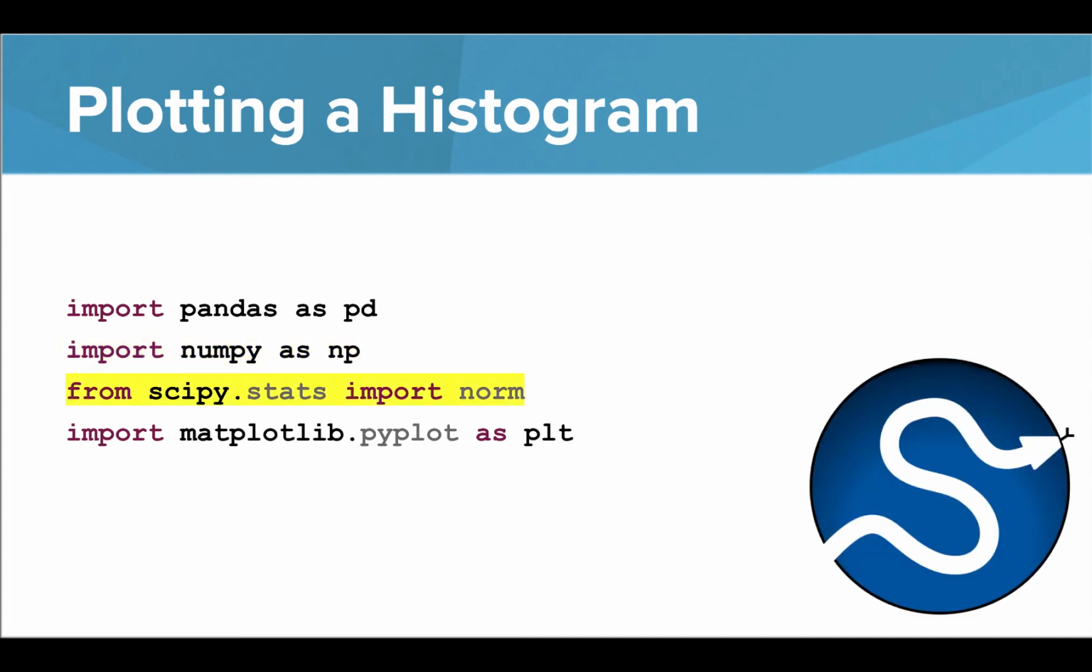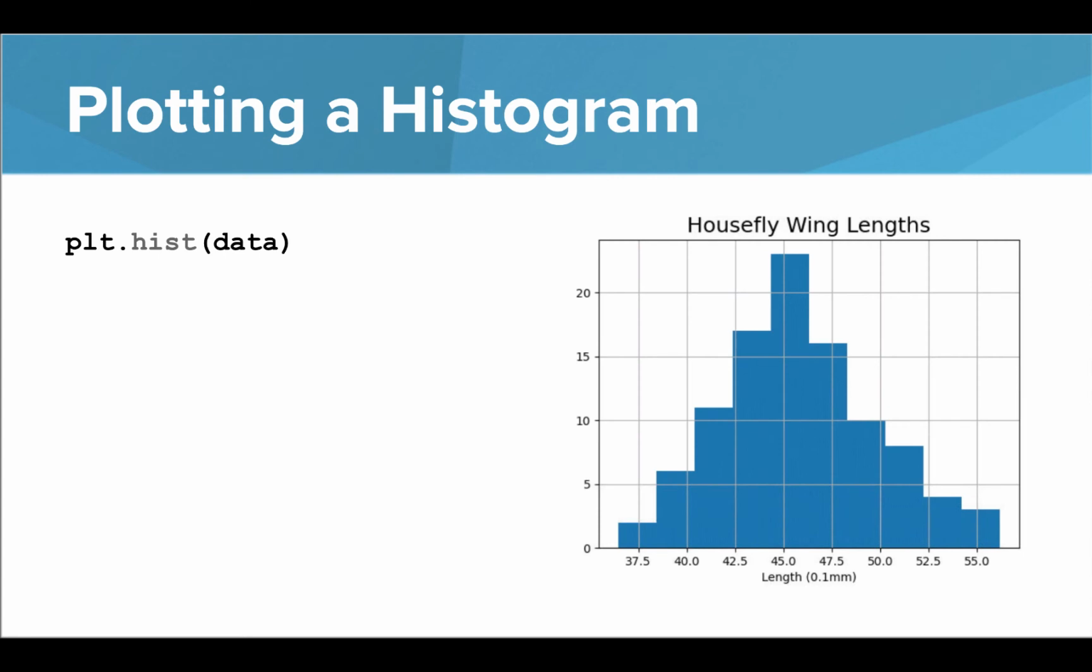SciPy is another Python library used for scientific computing and technical computing. SciPy uses the arrays that NumPy creates. We won't need to use the entire library, so we'll just import the norm function from SciPy. So how do we apply and fit this new normal curve to a dataset?